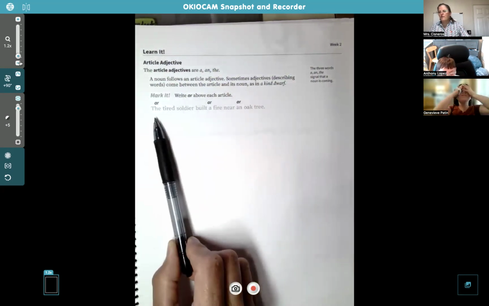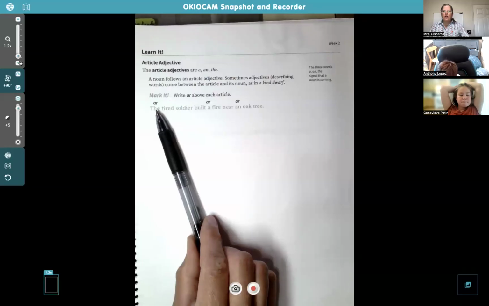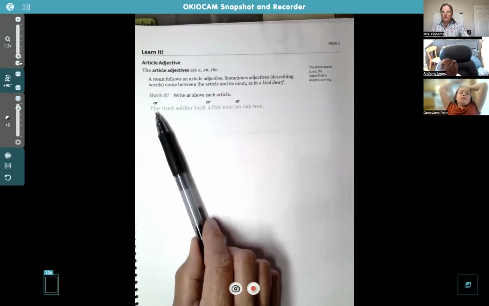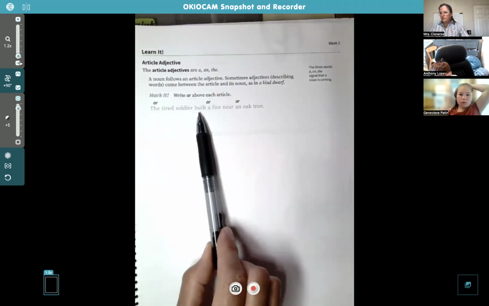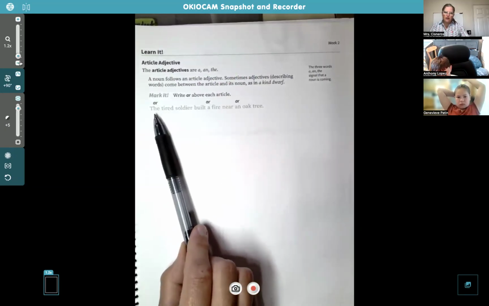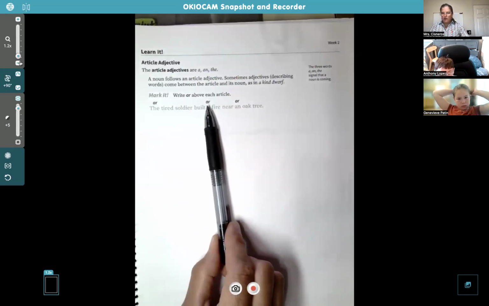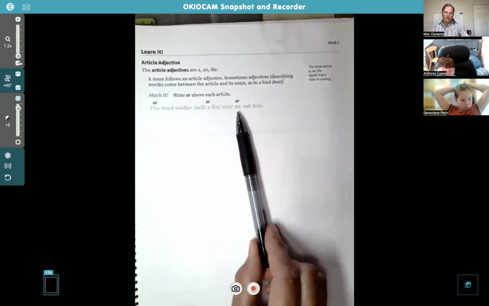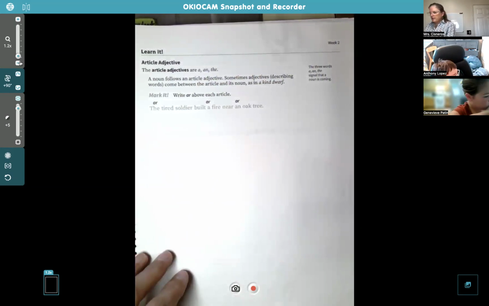So what you're going to do is find those words, a, an, and the, and you're going to put AR on top of them. And AR stands for article. So we have the example here. It says, the tired soldier built a fire near an oak tree. We put AR on top of the, AR on top of a, and AR on top of an. So that's all we're doing now: looking for those words and putting AR on top of them. We're labeling them. Pretty easy. That's it on that page.